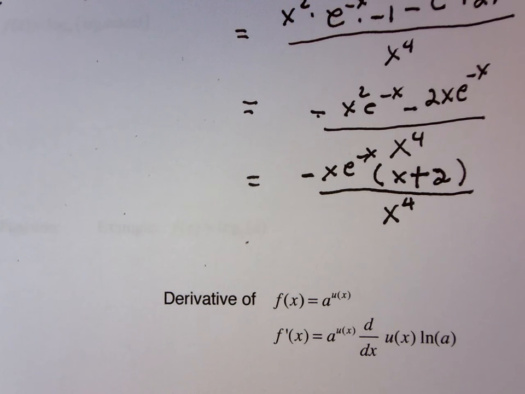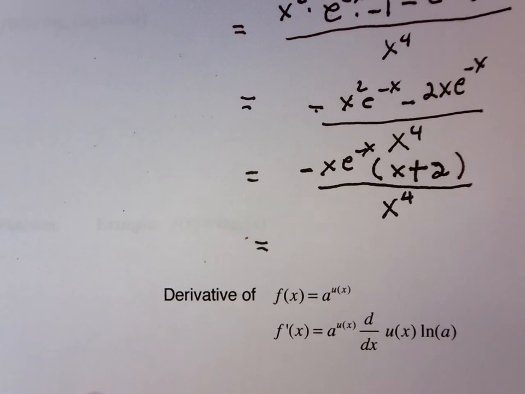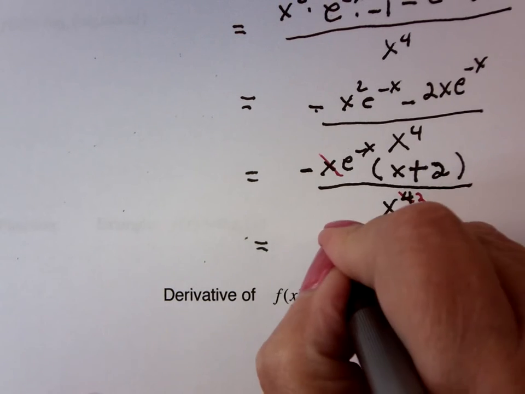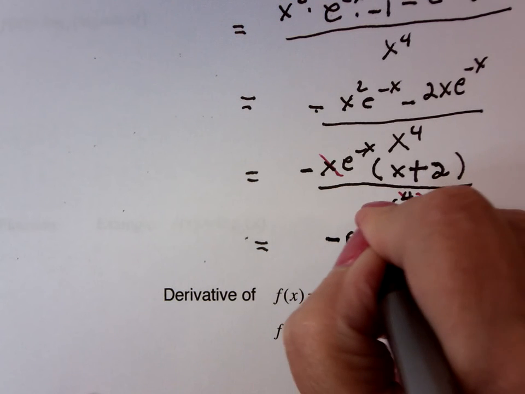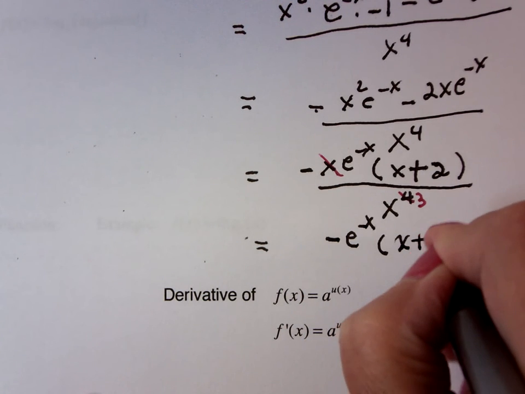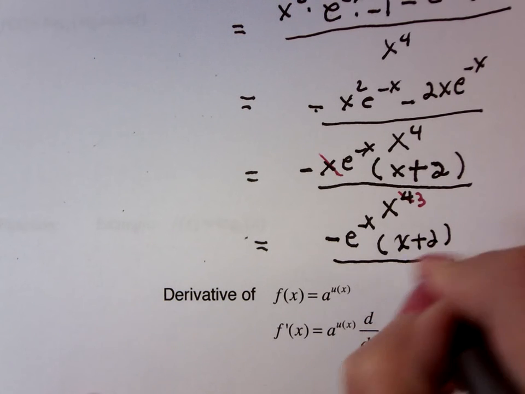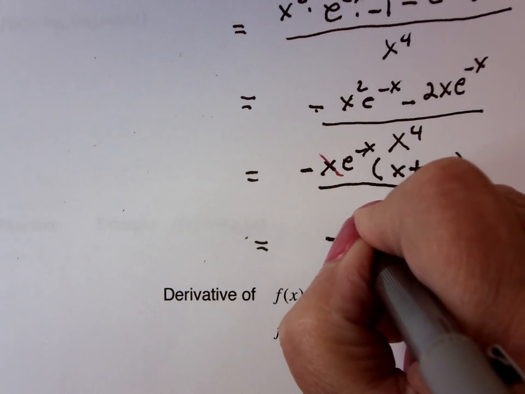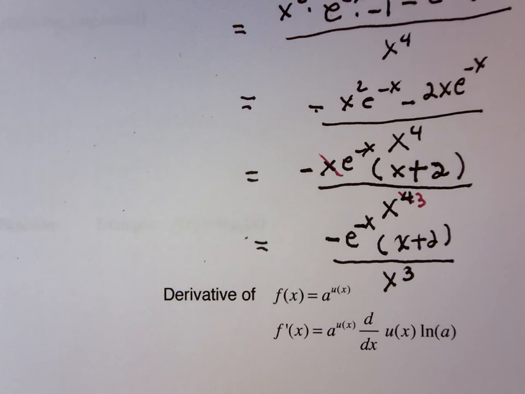And what do you see reduces out? Nothing. An x, right? So you're going to end up with minus e to the minus x times x plus 2 all over x cubed. What's the only thing that can be 0? X plus 2.